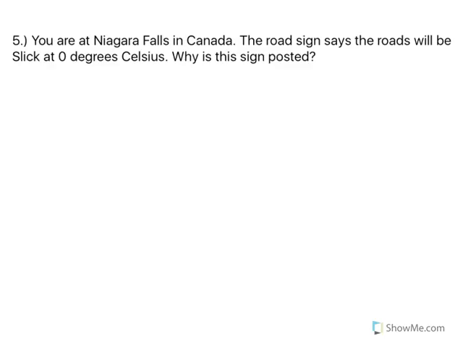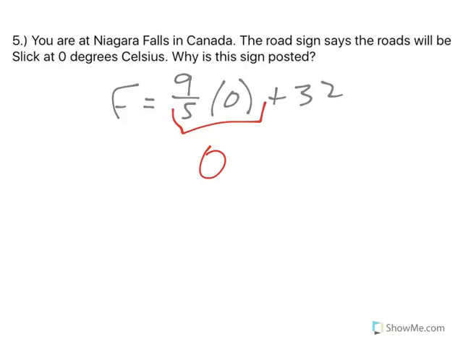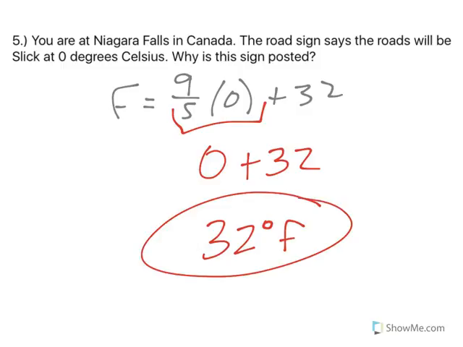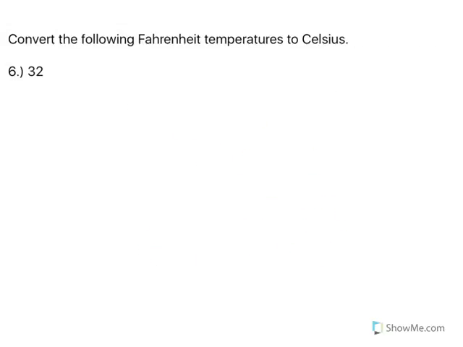Number 5. You're at Niagara Falls in Canada. The road sign says the roads will be slick at 0 degrees Celsius. Why is this? Well, if I take my Fahrenheit, 9/5 times 0 plus 32, well, anything times 0 is just 0. So 0 plus 32 is 32 degrees Fahrenheit. This is the freezing point. So it says slick at 0 degrees because that's when the roads freeze.